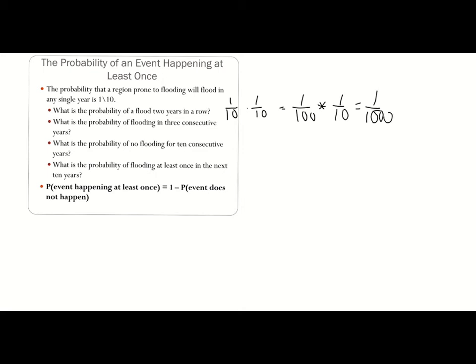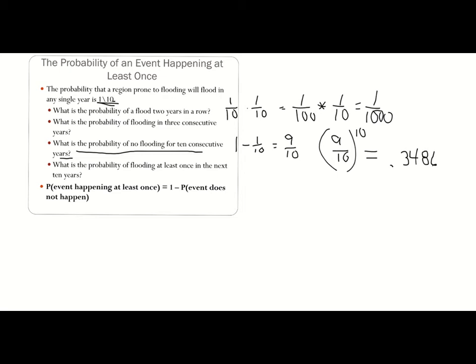Then they want the probability of no flooding for 10 consecutive years. Well, we know the probability that it will flood is 1/10. No flooding would be the complement to that event. So we would do 1 minus 1/10, which would give us 9/10. But we want that for 10 consecutive years, so really we need to do 9/10 to the 10th power, because we want 10 years. When we do that, we're going to get a decimal, and it's 0.348678.